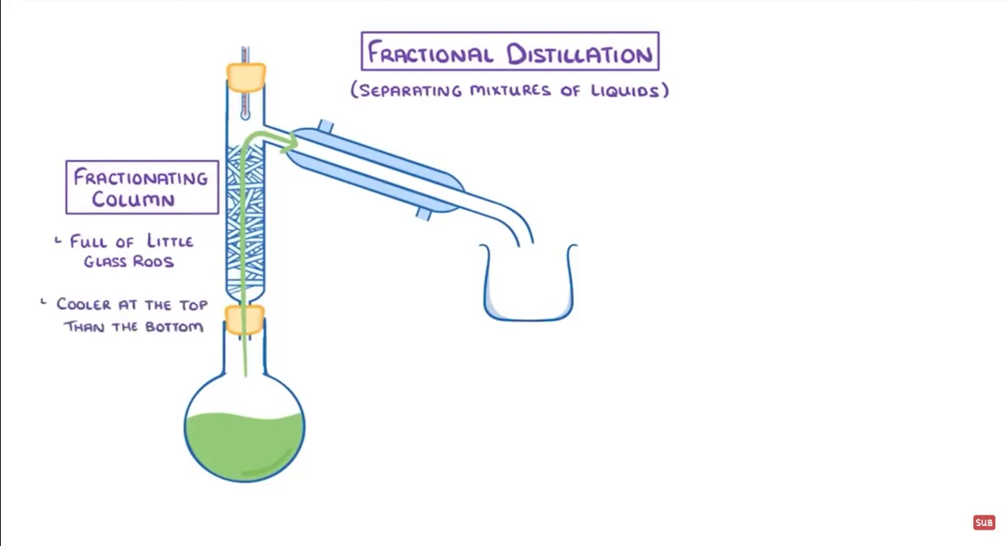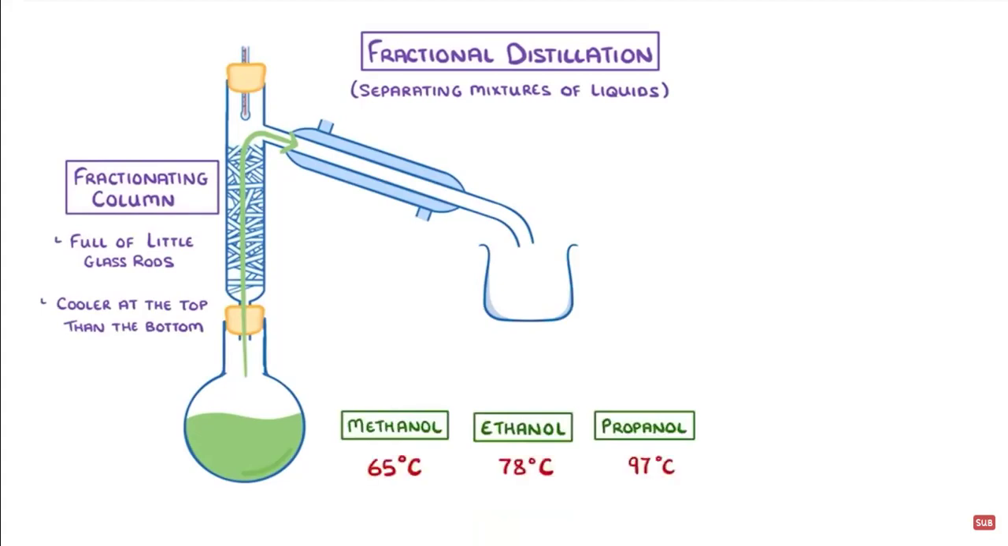To understand why this is important, let's imagine that we were trying to separate those three liquids that we mentioned before: methanol, ethanol, and propanol, which all have similar boiling points, although you don't need to remember them. And before we continue, just be aware that in real life, these would all be colorless, not green. We're just showing them as green to make it easier to follow along.